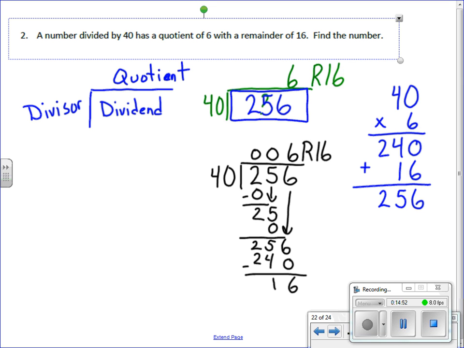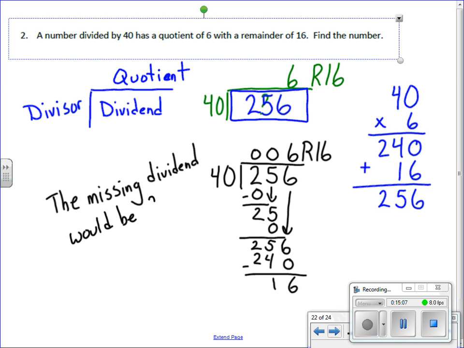So the number that is missing, the missing number, the dividend, would be 256.